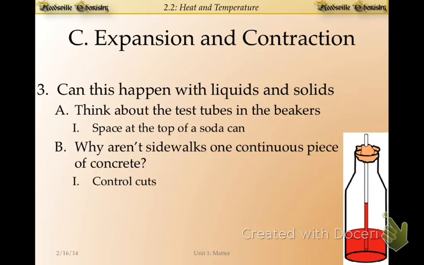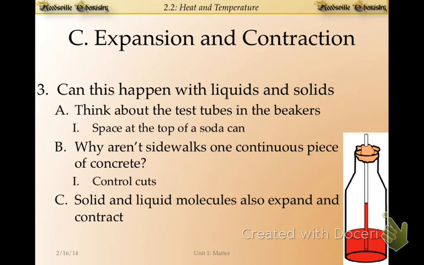These things are called control cuts. When Hannah's dad and his company goes out and pours concrete, they have to cut the concrete. They make control cuts. And the reason is because concrete itself expands and contracts. Right now in the winter, that concrete is really taking a beating with how cold it is. The expansion and contraction due to the water freezing and then thawing out is really wreaking havoc. But if you have good control cracks cut, then you don't have to worry about cracking that cement. So solid and liquid molecules also expand and contract.